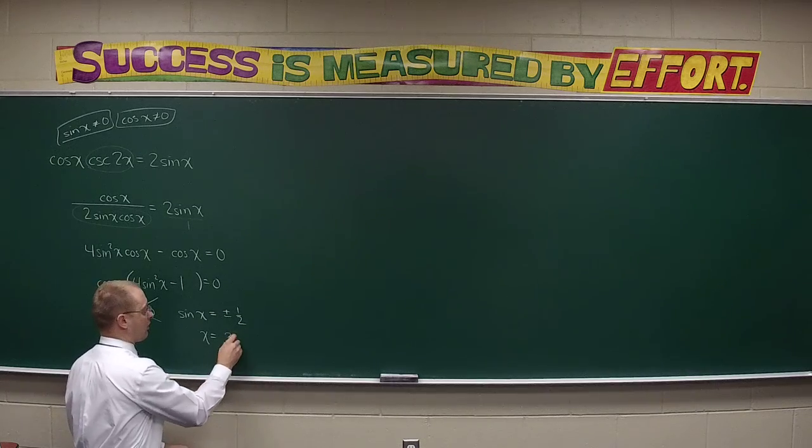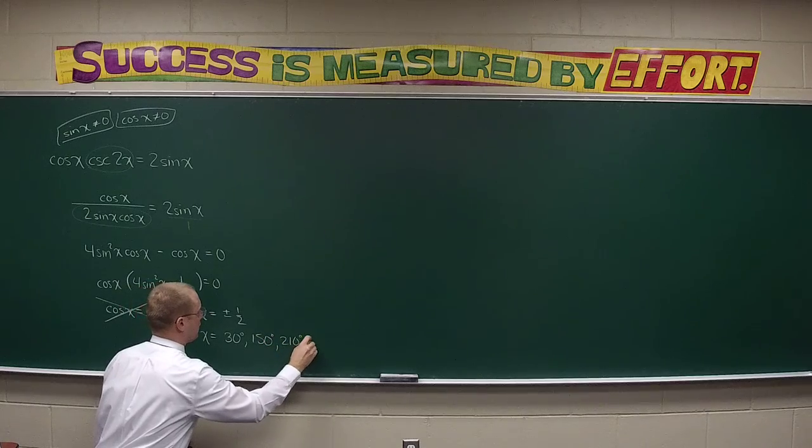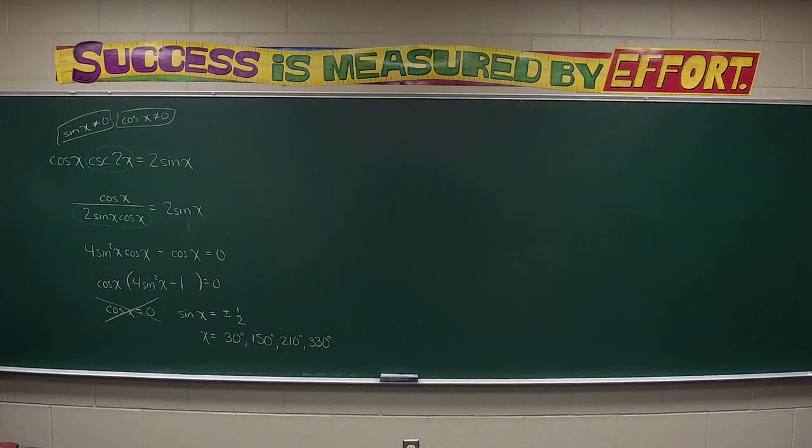30 degrees, 150 degrees, 210 degrees, 330 degrees. And there we go. And that's what we should have gotten for number 5. How many also had 90 and 270? Maybe you forgot that cosine could not equal 0. That's what we would have gotten there.